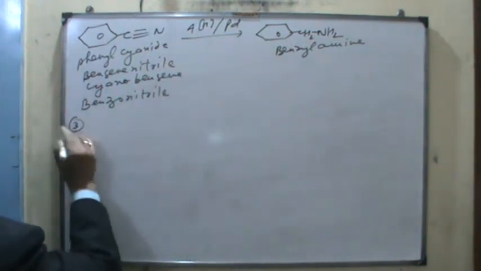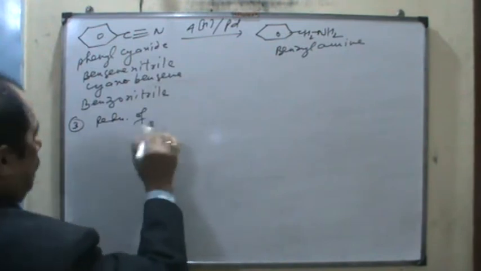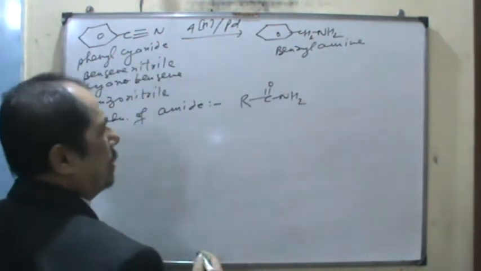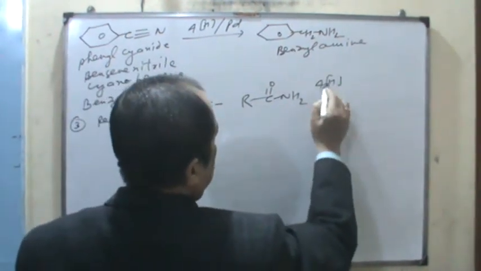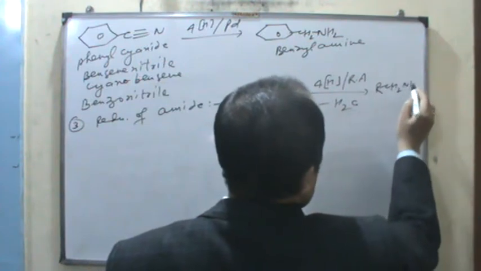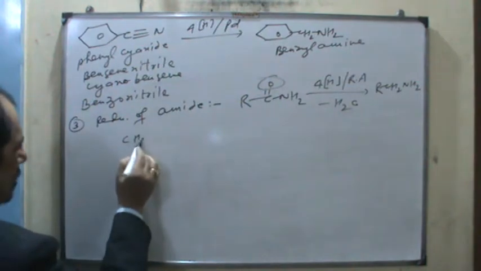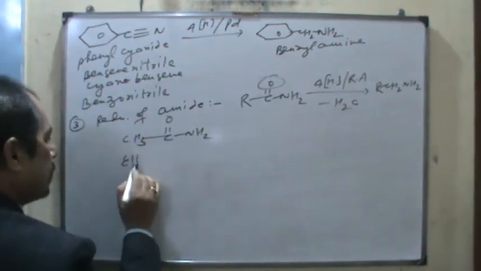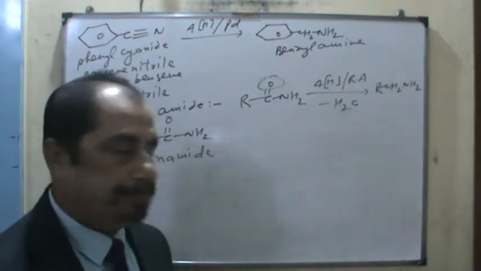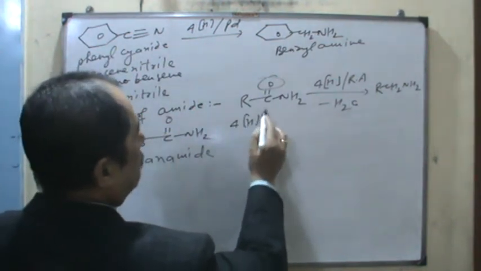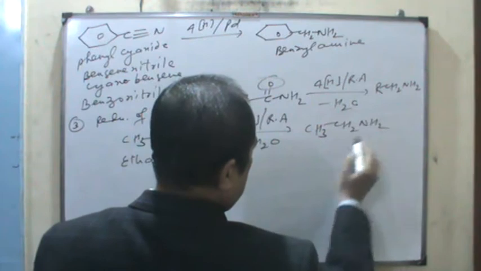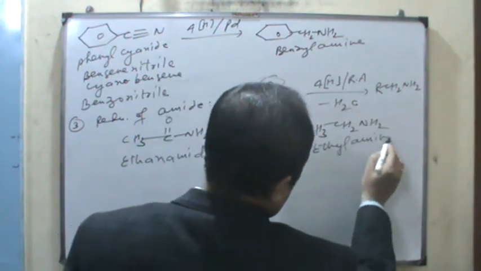So next is the third method, reduction of amide. RC double bond O NH2, acid amide. Take 4 hydrogen. In presence of any reducing agent, water is lost. RCH2 and NH2. You take CH3C double bond O NH2. This is the ethanamide. Ethanamide undergoes reduction in presence of reducing agent. CH3CH2NH2. What is that? Ethylamine.